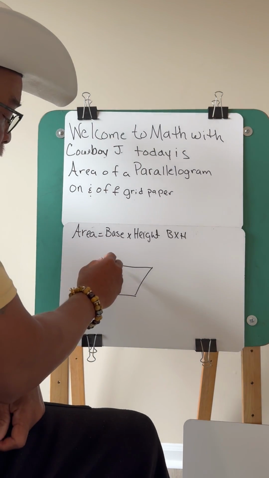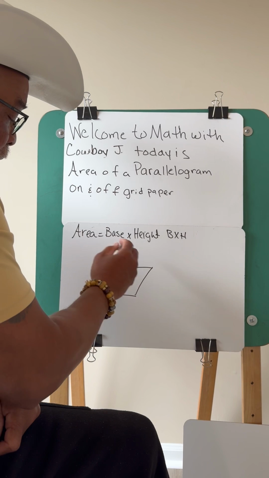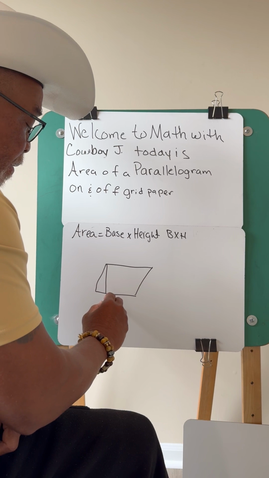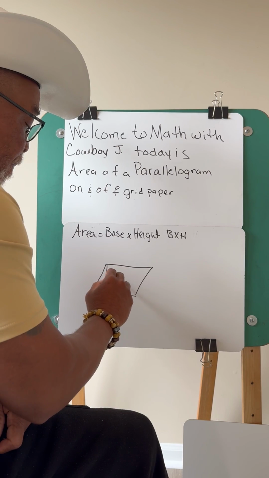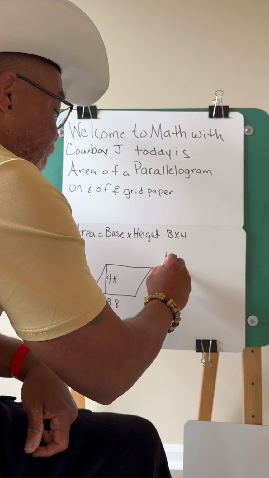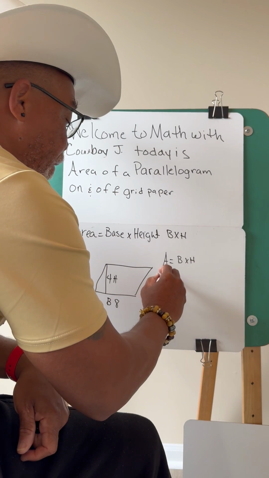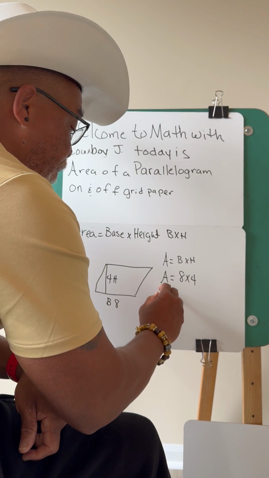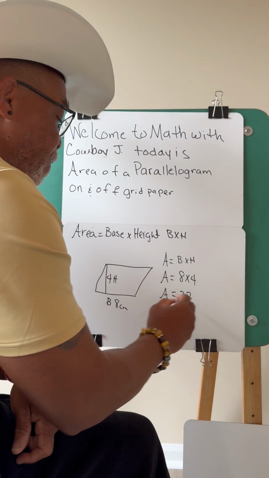So the inside is the height, the bottom is the base. The base is usually a straight line on the grid. Talk about that. So if my base is 8 and my height is 4, my formula again is base times height, which is simply going to be the area equals 8 times 4. The area is 32, and let's just say this was centimeters.